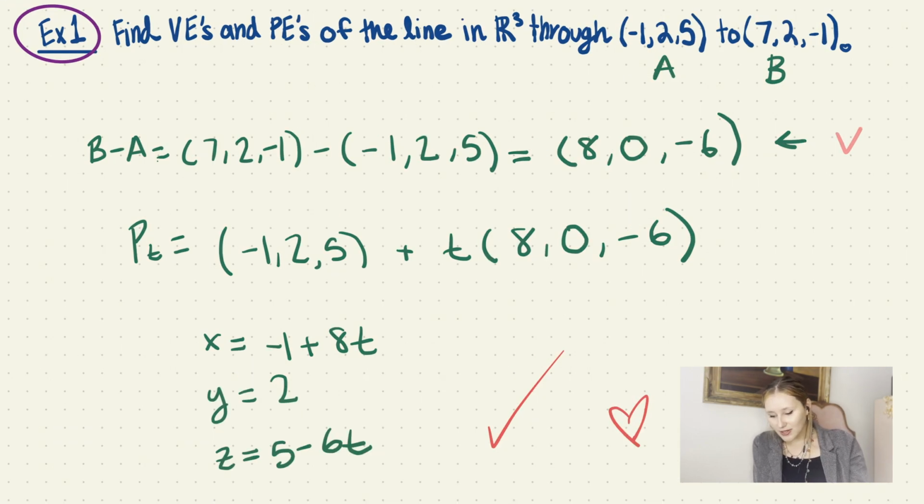So we distribute this out like we did earlier, and we get x equals -1 plus 8t, and so on. So y equals 2 for the second parametric equation, because when the directional vector is 0, then it's not moving at all. So y is always going to be 2 in this line. And yeah, so that's all you're looking for if you're asked to find a vector equation and a parametric equation.